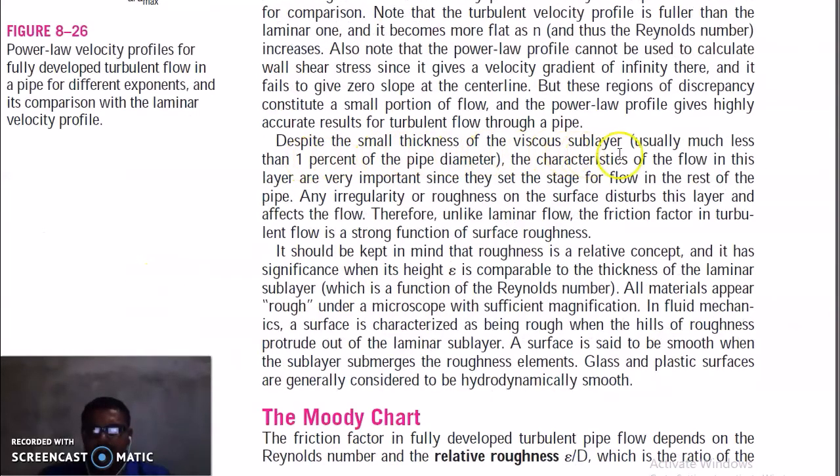Despite the small thickness of the viscous sublayer, which is 1% of the pipe diameter, the characteristics of the flow in this layer are very important, since they set the stage for flow in the rest of the pipe. Any irregularity or roughness on the surface disturbs the layer and affects the flow. Therefore, unlike laminar flow, the friction factor in turbulent flow is a strong function of surface roughness.